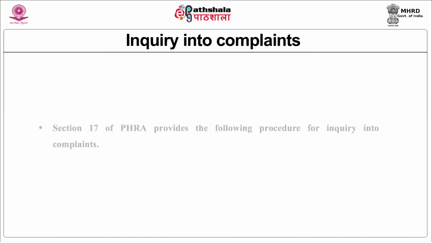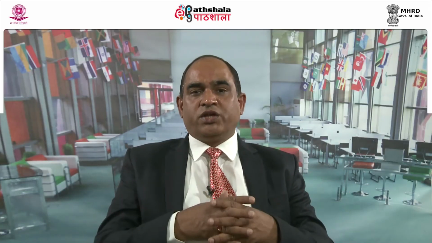Now, let us turn our attention to the inquiry into individual complaints. Under Section 17 of the Protection of Human Rights Act, the Commission can call for a report from the state government or the central government or any other concerned authority. Once the report is received, it may either accept the report, or ask for additional information, or have an investigation conducted by itself, and after ascertaining all facts, the Commission can take a number of steps.